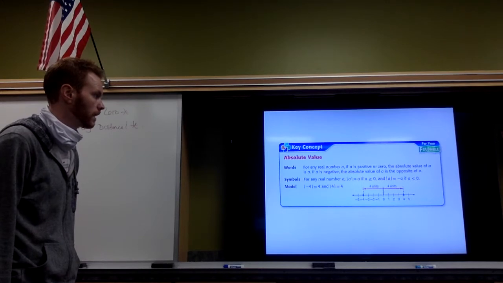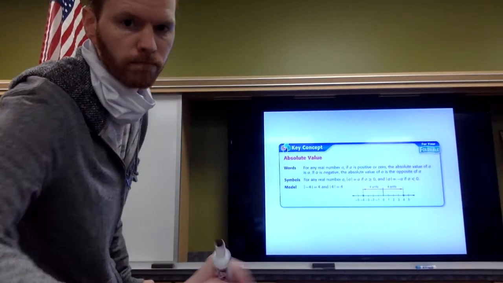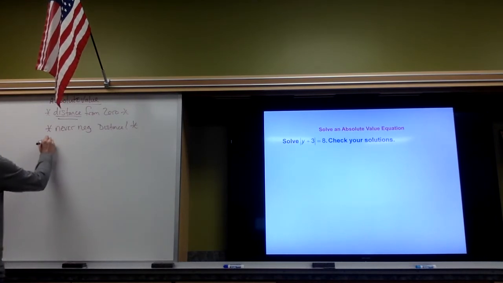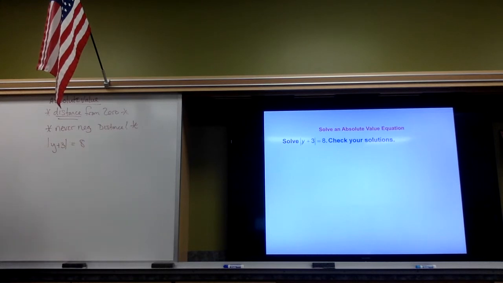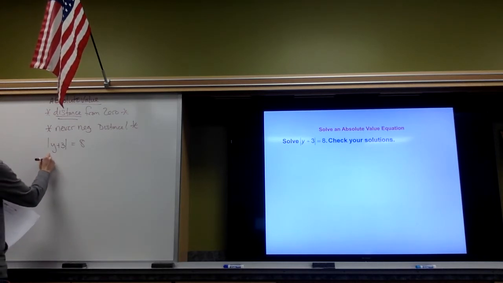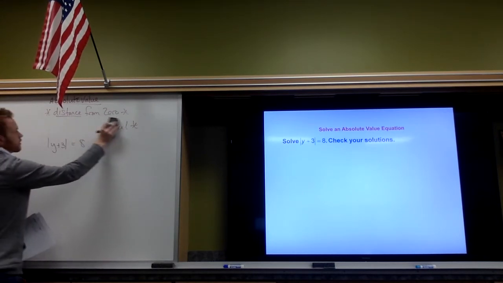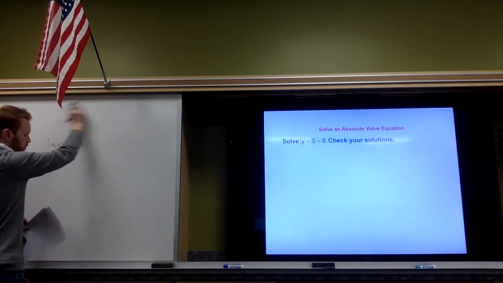All right? So let's start with a problem. Okay? We have here the absolute value of y plus 3 equals 8. Now, just for the first problem, here's what it equates to in words. And I'm going to erase it up here because I'm not going to have enough space on this board.